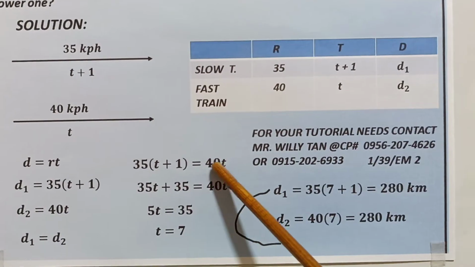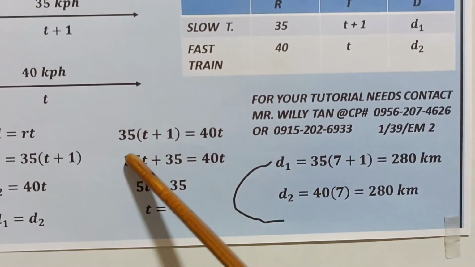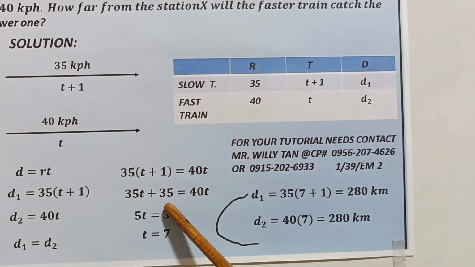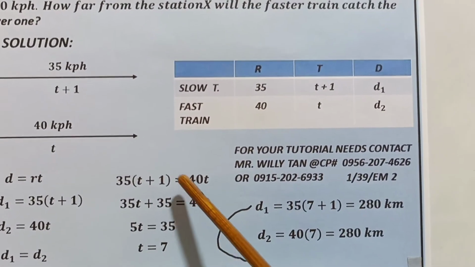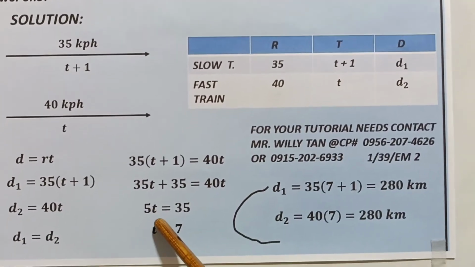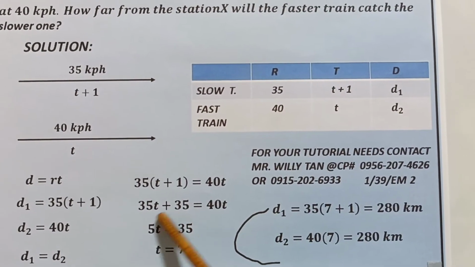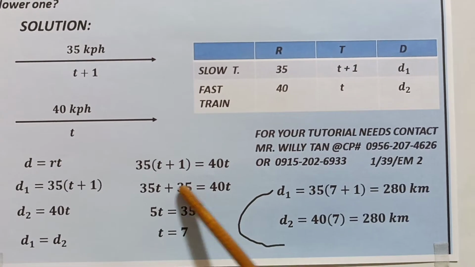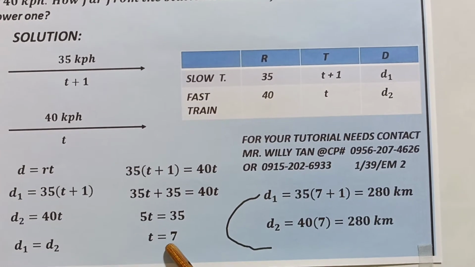So we're going to solve for the value of t. We distribute: 35t plus 35 times 1 is 35, and that is equal to 40t. So 40t minus 35t is 5t, and that is equal to 35. We divide both sides of the equation by 5, and we get t is equal to 7.